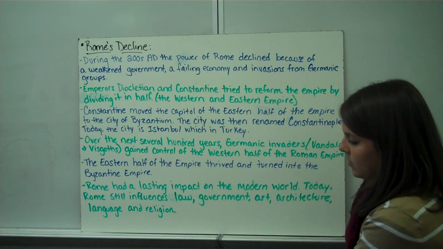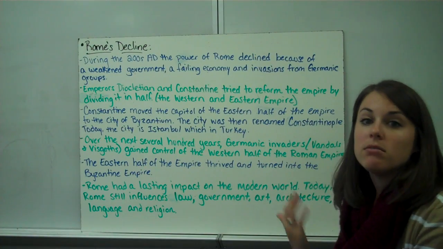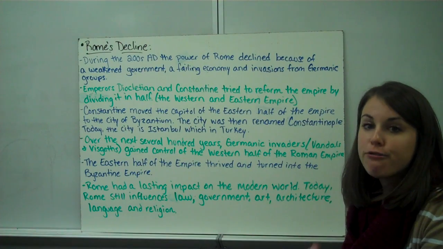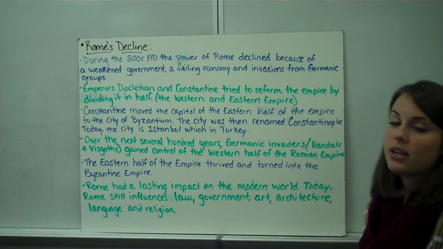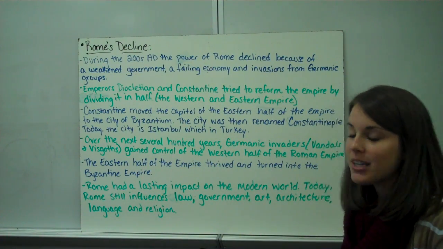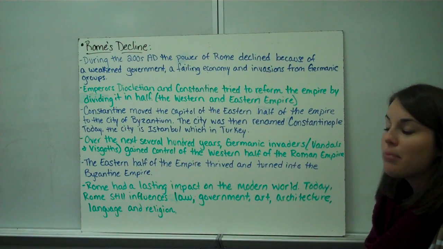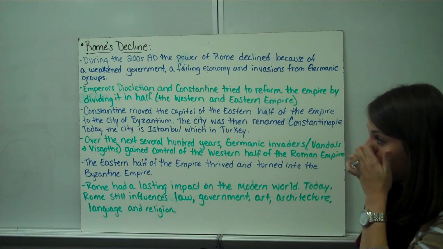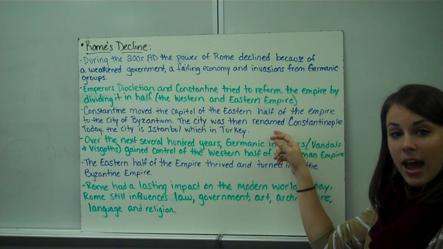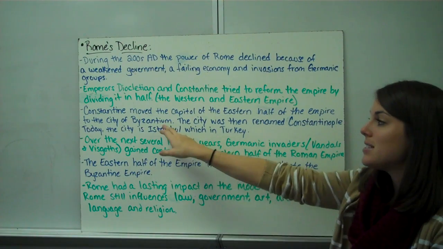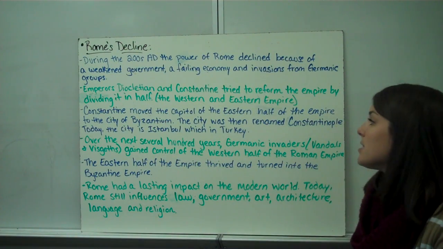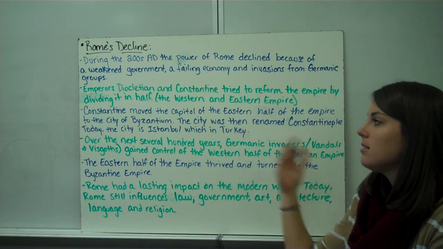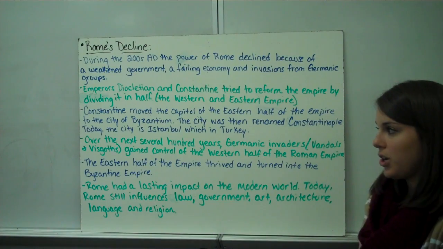Rome's decline. During the 200s, or 200 AD, the power of Rome declined because of a weakened government, a failing economy, and invasions from Germanic groups. Emperors Diocletian and Constantine tried to reform the empire by dividing it into half, into the western half and into the eastern half. Constantine moved the capital of the eastern half of the Roman Empire to the city of Byzantium. He then renamed the city Constantinople. Constantinople is actually, today, Istanbul, which is in Turkey.